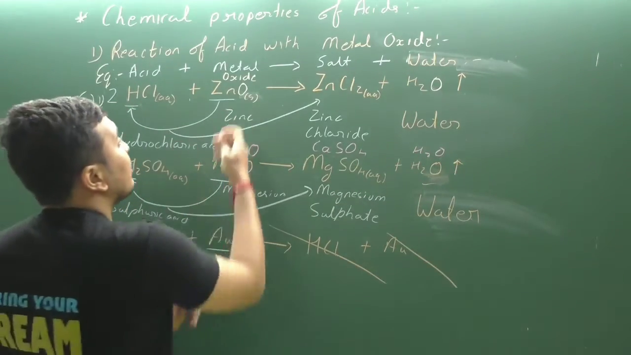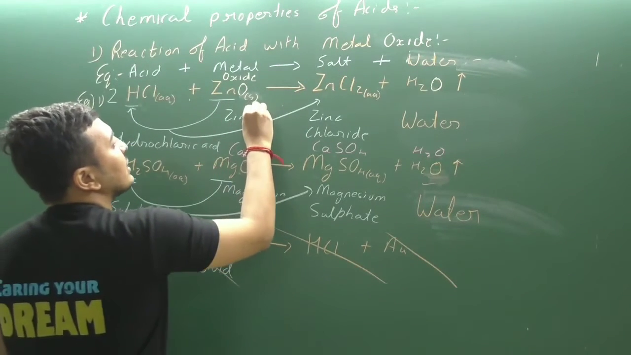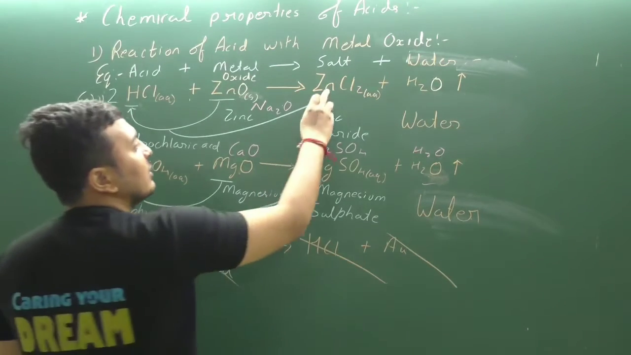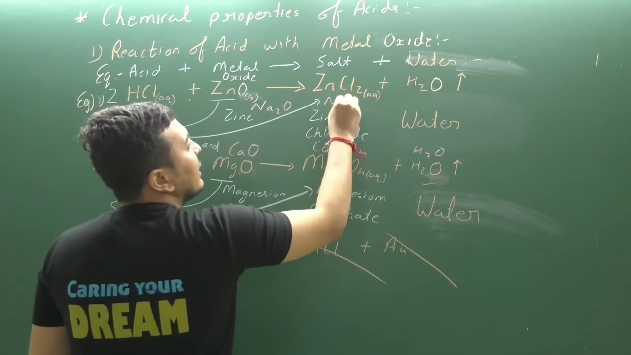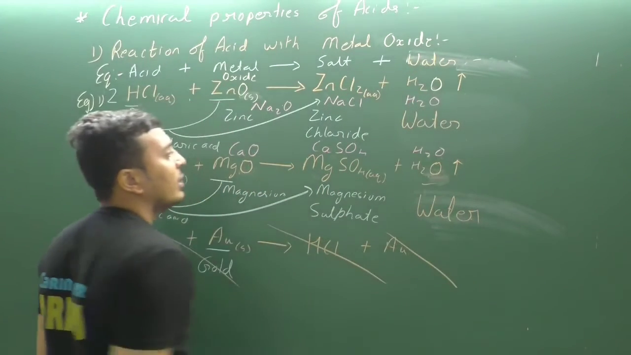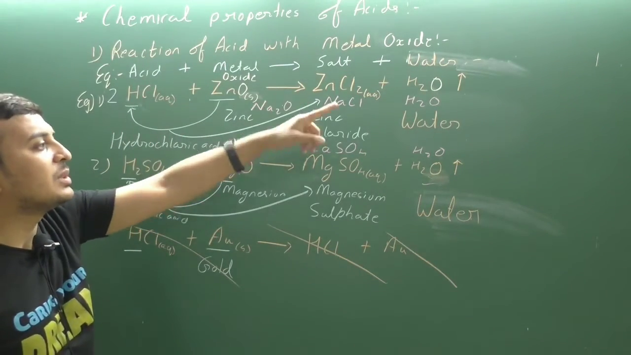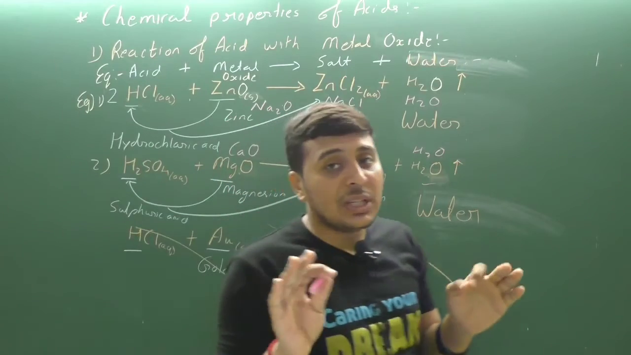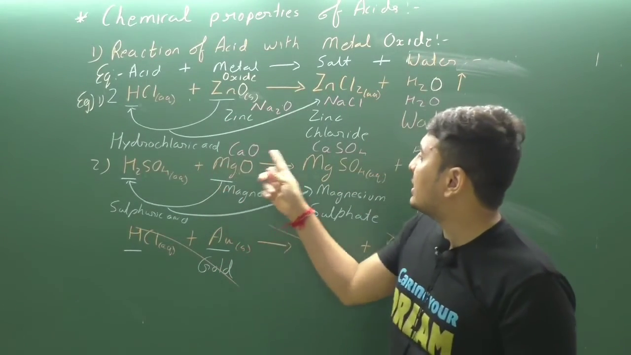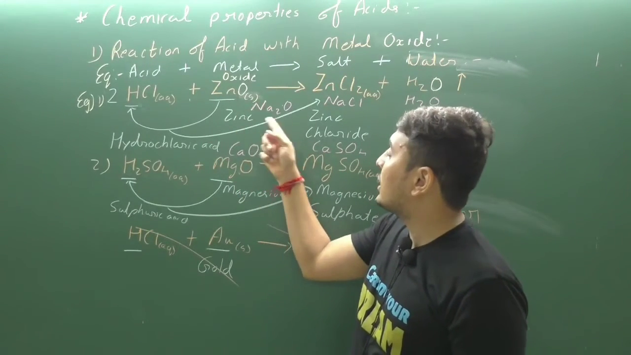Clear? Here also, suppose instead of zinc oxide, I am using sodium oxide. What is the formula of sodium oxide? Na2O. So instead of ZnCl2, it will form NaCl, and the H2O remains the same. HCl when it reacts with Na2O forms NaCl. See, the balancing will change. You have to balance the equation. When the compound changes, the balancing may change. Here there is no change in balancing, but here the balancing might change because here it is 2 Na.